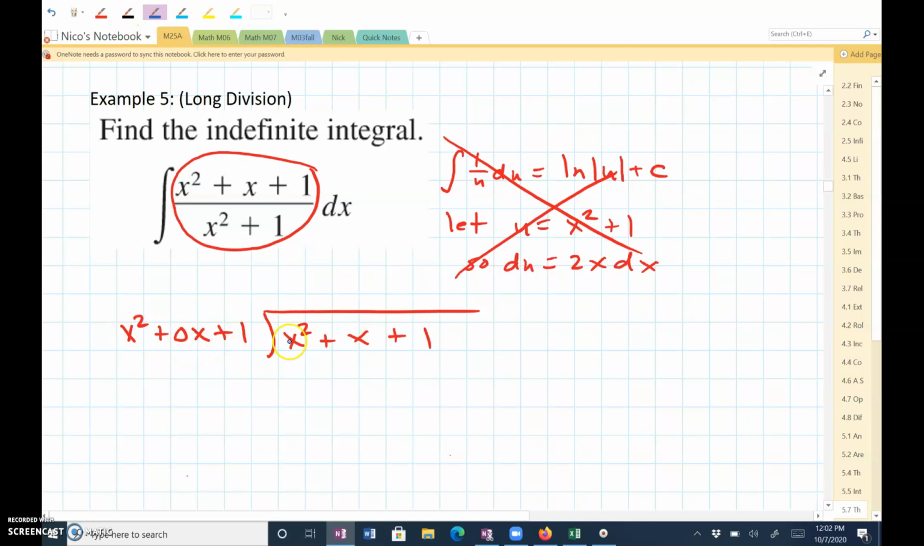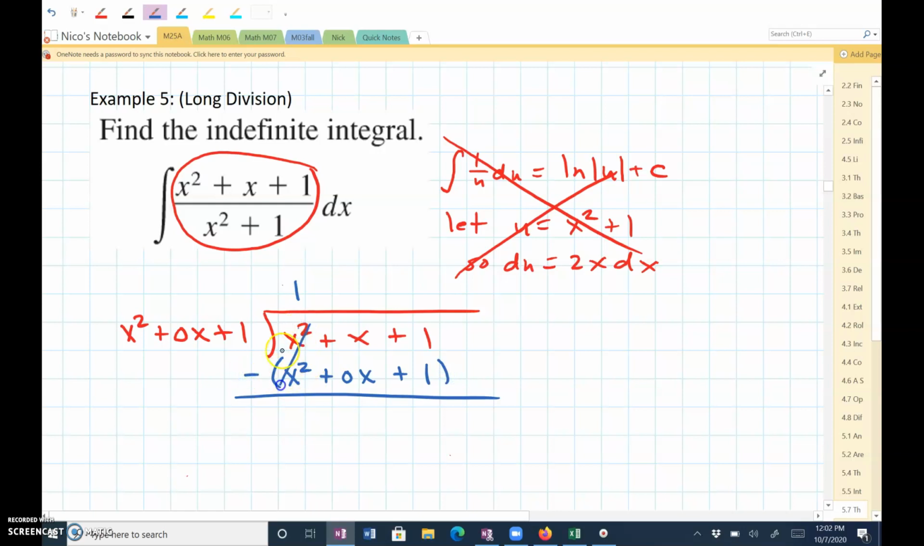So x squared goes into x squared 1 times. Well, 1 times x squared is x squared. 1 times 0x is 0x. And 1 times 1 is 1. And then remember, after you multiply, you're going to subtract.